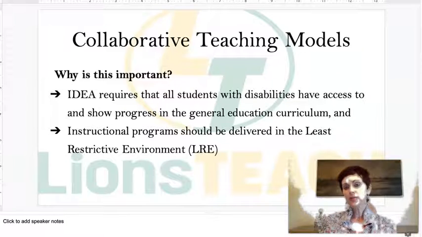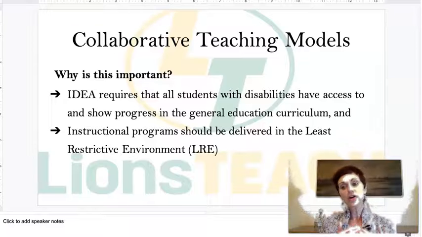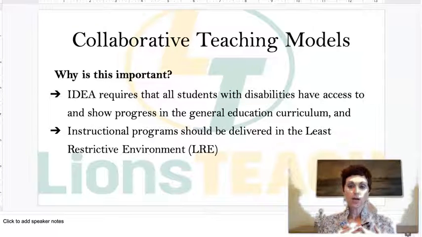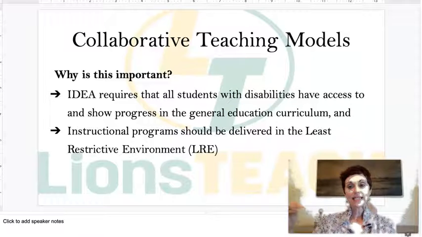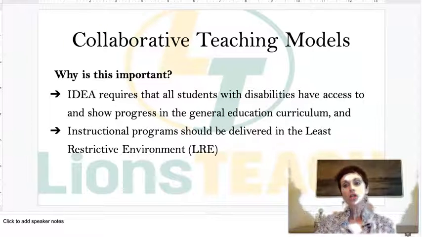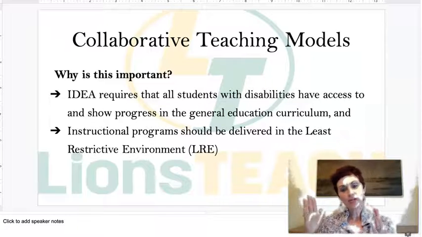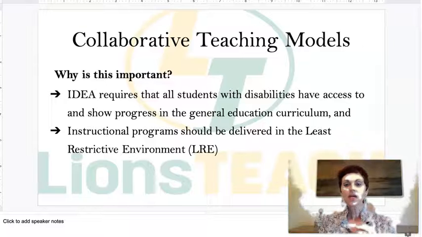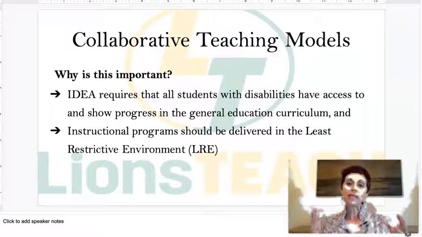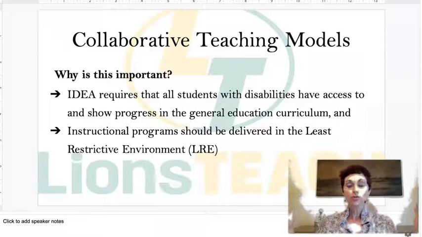And why are collaborative teaching models important? This slide focuses on IDEA. The Individuals with Disabilities Education Act does require students with disabilities have access to, but also make progress in the general education curriculum. So that means the same fourth grade class that everybody else is in. And so if we're going to meet the needs of diverse students, it makes sense for us to have two professionals in there to get the job done.